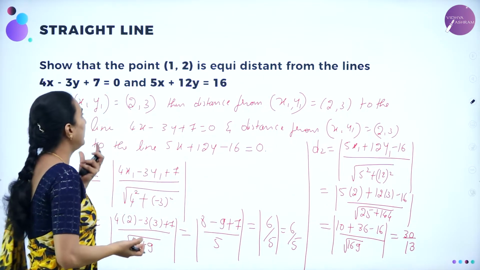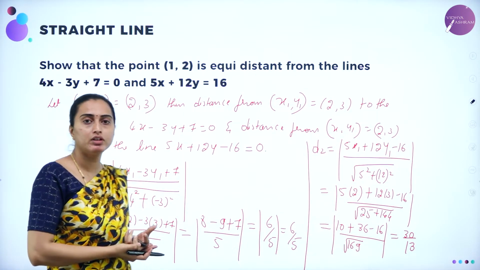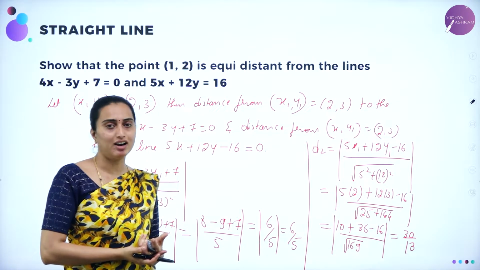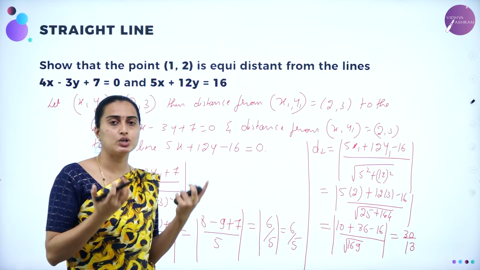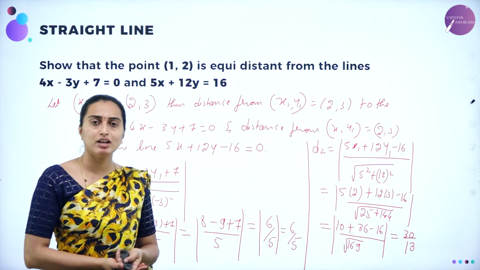They are never equal. Therefore, the point is not equidistant from the given lines. Okay, so we cannot show that it is equidistant. That's it, dears. We'll move on to the next question.